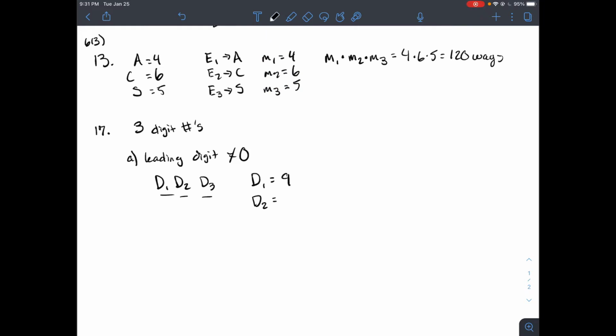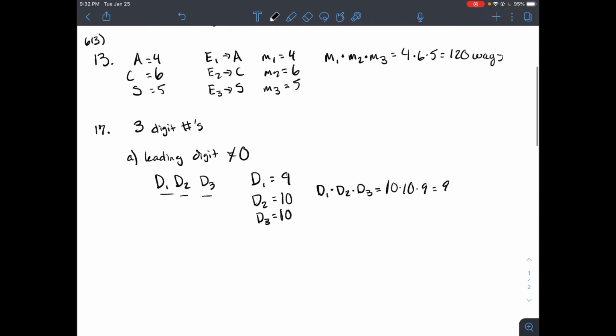D2 doesn't have any restrictions. Our second digit, our tens place, could be 0 through 9. That is 10 digits, and we get the same thing for the last space. Do the same thing, D1 times D2 times D3. That then will be equal to 10 times 10 times 9. That is equal to 900.